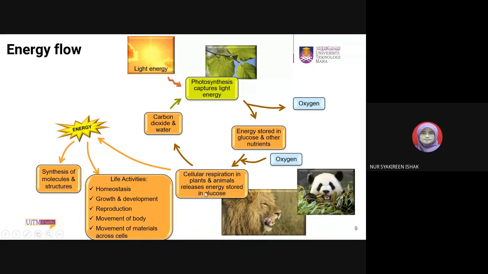Okay, so cellular respiration produces energy, kan, in the form of ATP, so that the ATP is used for organisms to carry out life activities such as homeostasis, growth, development, reproduction, movement of bodies, movement of materials across cells. And also the energy is used to synthesize other molecules and also structures. Okay, so these are the energy flow. Apa kaitan antara photosynthesis dengan cellular respiration? Awak kena tahu. So they really depend on each other.